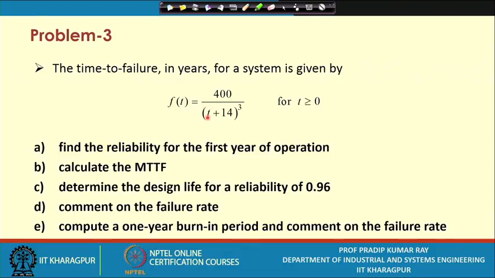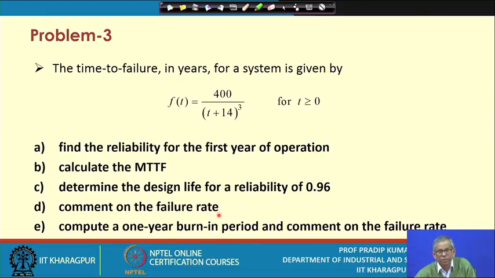400 divided by (t plus 14) to the power 3 for t greater than or equal to 0. Is it okay? Find the reliability for the first year of operation, calculate the MTTF, determine the design life for a reliability of 0.96, and comment on the failure rate. Many a time you have to do that.